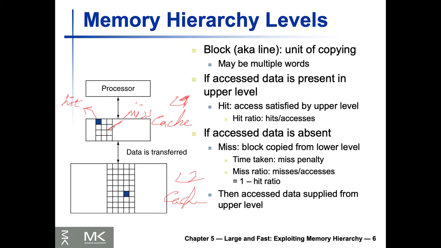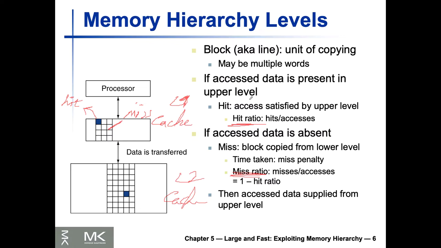Using the number of times that we hit and the number of times that we couldn't find it and missed, we can define the miss ratio and hit ratio. Simply, hit ratio is the number of hits per accesses. We were accessing it 200 times. 100 times of those, we found it, so we hit. So 50% of the time we had a hit. Our hit ratio was 50%, right?